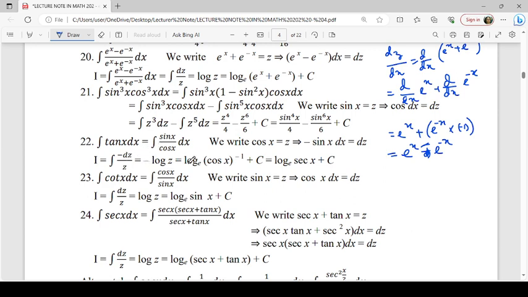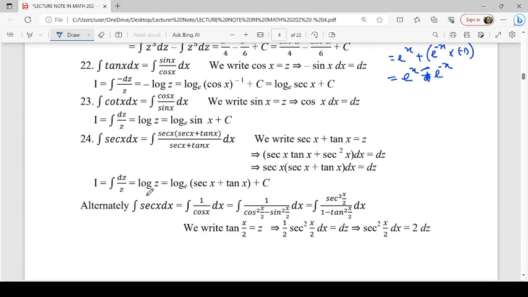So log of z to the power minus 1, then 1 by cos x is sec x. So this we can apply now as a standard formula later. So integration of tan x is log of sec x. Similarly, integration of cot x, same procedure, it is log of sin x.